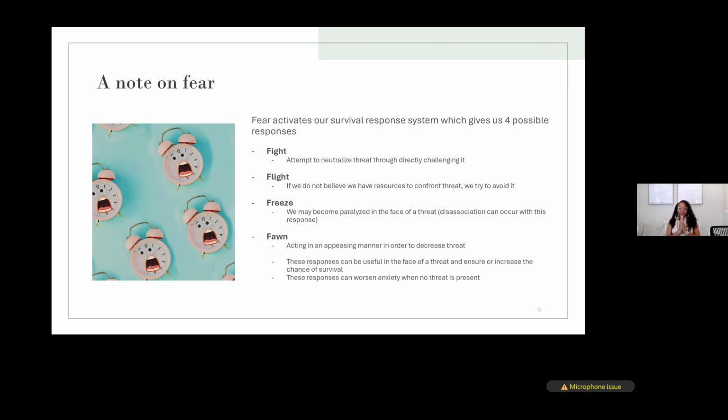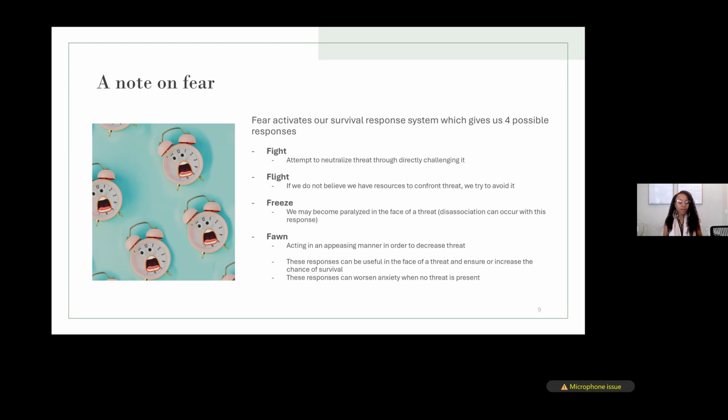A note on fear. We have four options when it comes to surviving a dangerous scenario. We run, we fight, we freeze, or we fawn. Run, that's pretty self-explanatory. The fighting, self-explanatory. Freezing, we go into a state of paralysis. None of these options, by the way, are ones that we are consciously choosing. And often when folks experience the freeze response, they might also experience dissociation where they're kind of disconnected from themselves. The fawn response, we are appeasing the perpetrator or the dangerous scenario as a way to decrease our levels of threat.